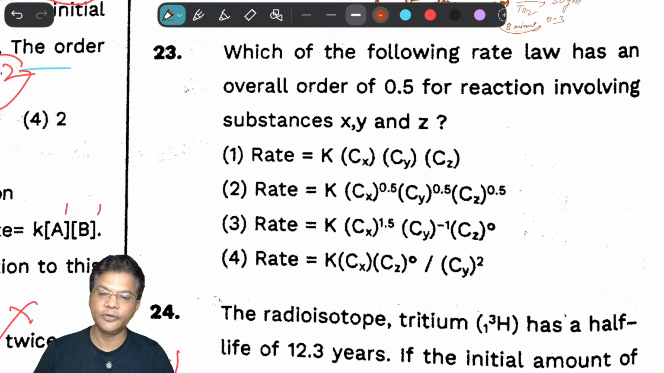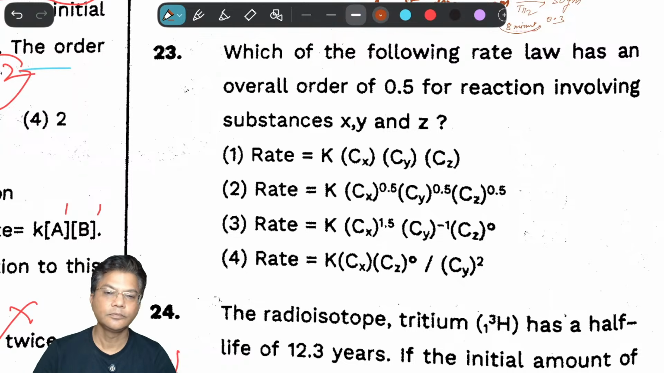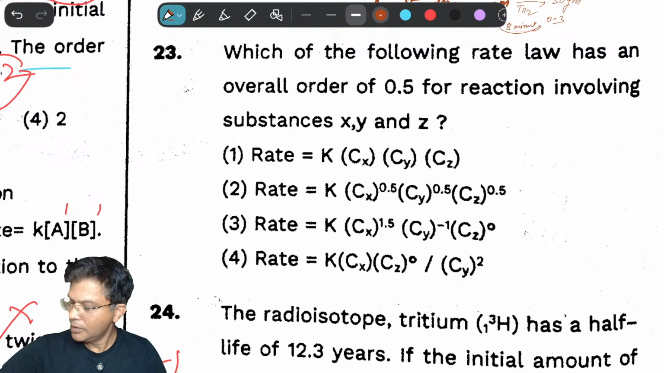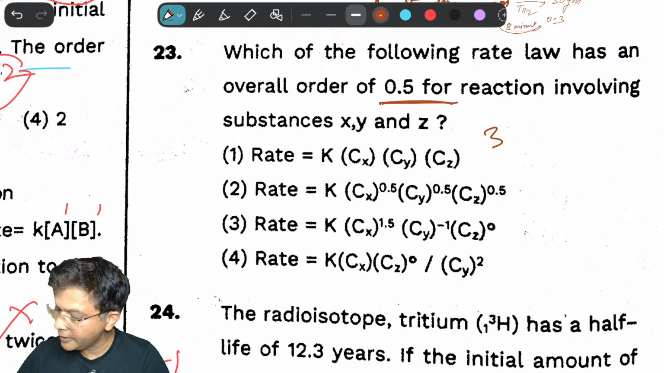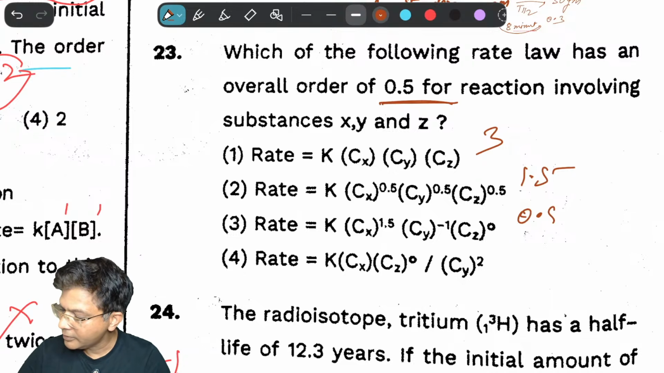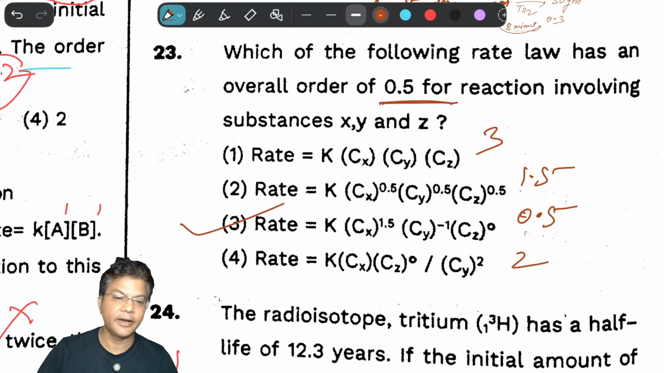Now answer of 23. Which of the following rate laws has an overall order of 0.5 for the reaction involving XYZ? So the first one is 3, the second one is 1.5, the third one is 1.5 minus 1, 0.5, and this one is 2. So the answer is third. Very clear, right? Third is the correct answer.